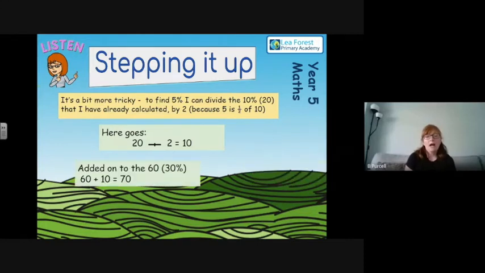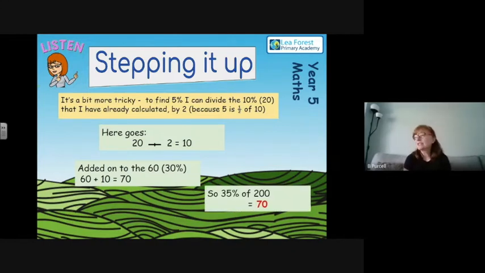So I then have to add that on to the 60, which was the 30% that I found earlier. 60 plus 10 is 70. So 35% of 200 is 70. Okay. It might sound a bit confusing, but it isn't really. It's just using steps, easier steps to get to the answer in the end. So we're going to do the next one together.